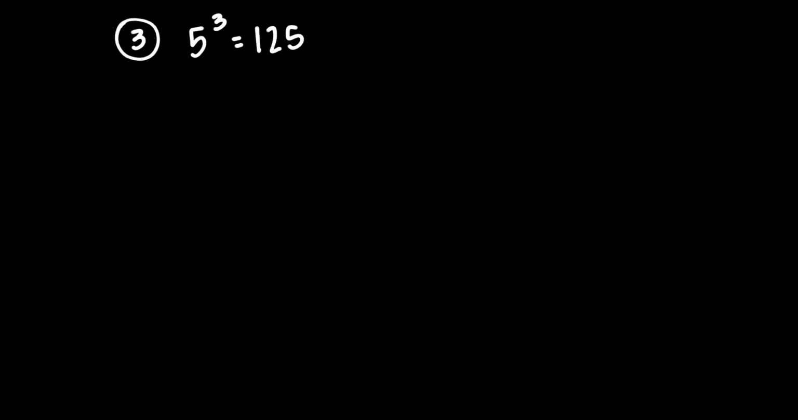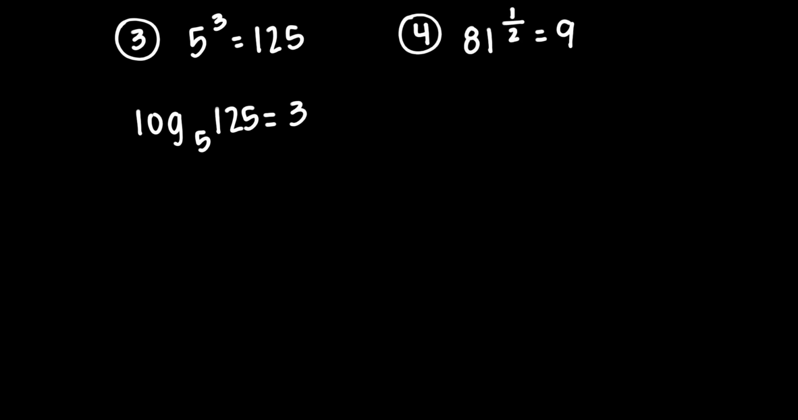So example 3, I want you to rewrite 5 to the 3rd equals 125 in log form. When you do this, you should get log base 5 of 125 is equal to 3. In example 4, I want you to rewrite 81 to the 1/2 is equal to 9. When you do that, you should end up with log base 81 of 9 is equal to 1/2.